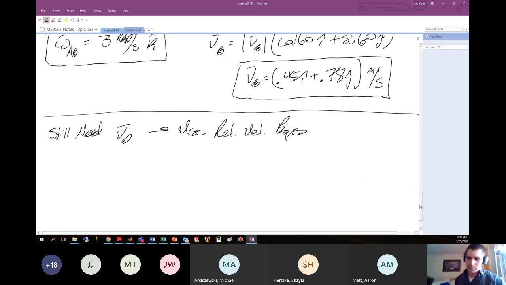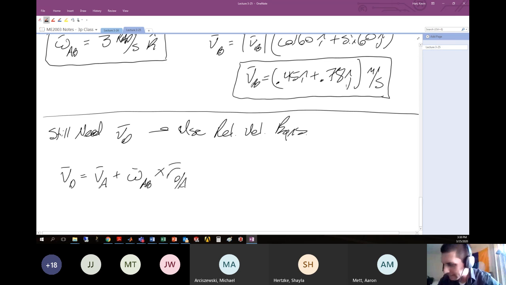Let's again write our general relative velocity equation, which is that the velocity of point D is the translational velocity of point A plus the fixed axis rotation component of D about A, which is the angular velocity omega AB, or omega AD, or omega BD, or whatever, crossed with the position vector locating D from A.